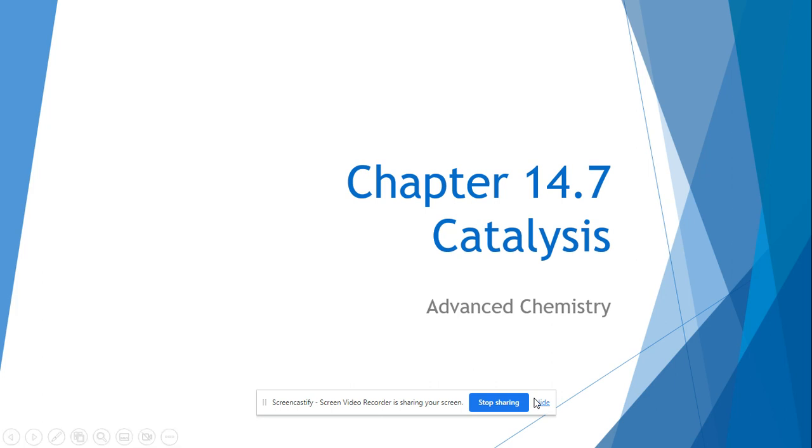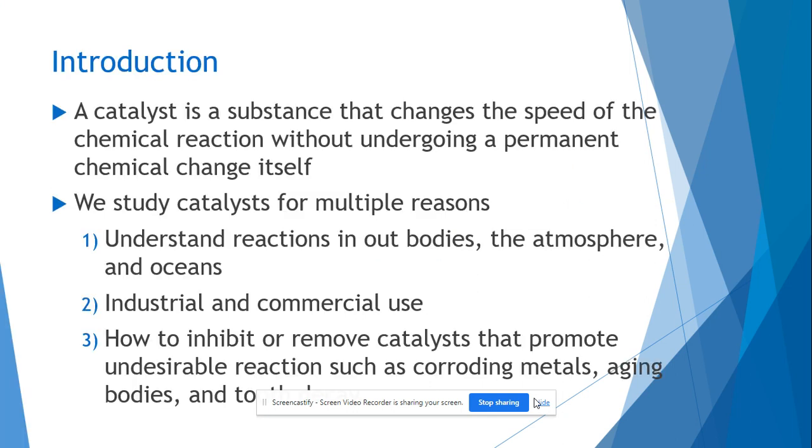Everyone, we're going to finish out this chapter by talking about catalysis, which involves catalysts. As an introduction, a catalyst is defined as any substance that changes the speed of a chemical reaction. Typically, they speed the reactions up without undergoing any permanent chemical change itself. What that means is the substance that I started with at the beginning of a reaction is going to be the same substance that I end a reaction with. So it doesn't change its bonds with anything or rearrange itself.